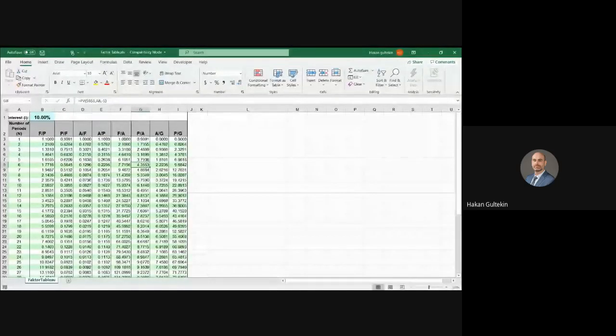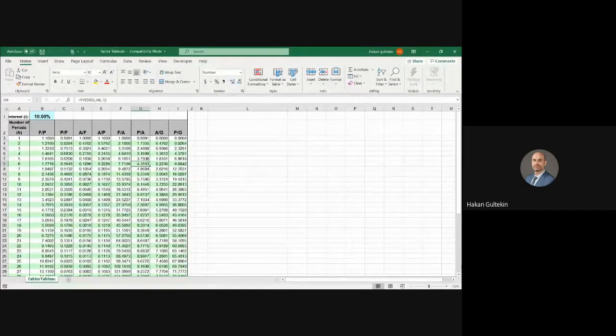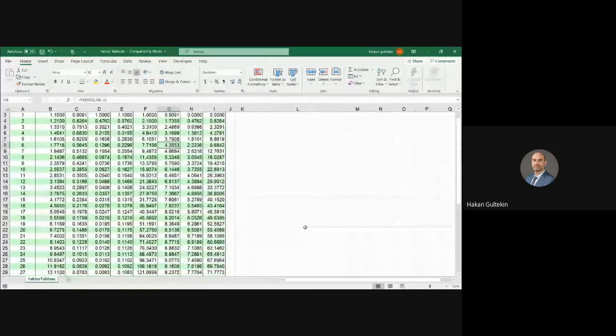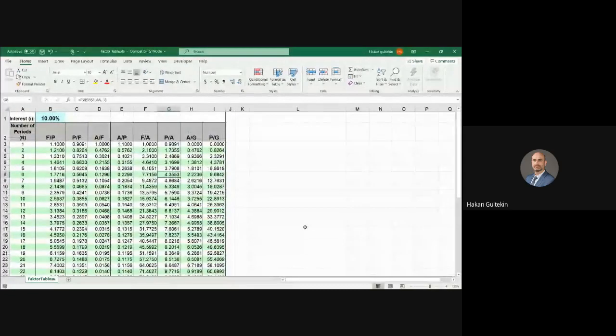Excel is a very powerful tool that you can use to make these calculations. And Excel includes these financial formulas in itself. So this is a table that is prepared in Excel. And as you can see, at the top, the interest rate is 10%. And look, this is F given P. This column is F given P.